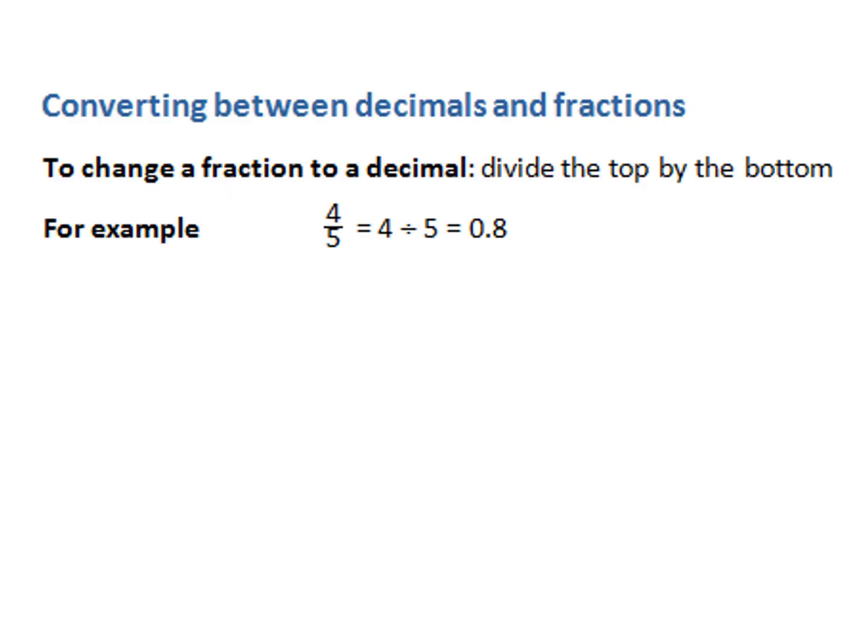To convert between decimal and fraction, if I have a fraction and I want to change it to a decimal, all I need to do is divide the top number by the bottom number. So for example, if my top number is a 4 and the bottom number is a 5, I'll do 4 divided by 5, which is equal to 0.8.